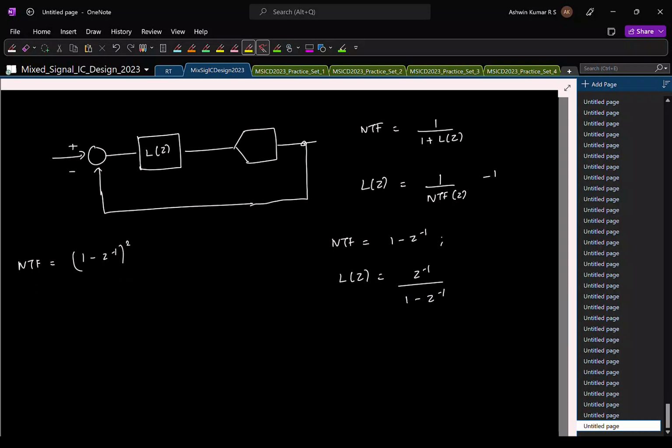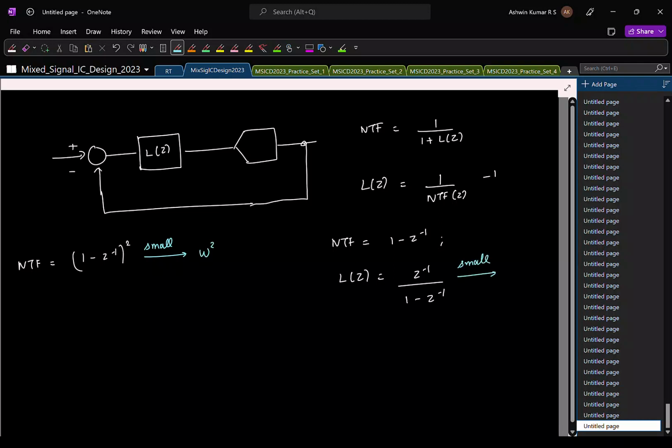Let's not find the exact thing. Loosely speaking, for a first order NTF, the loop filter consists of one integrator. For a second order NTF, you've got two integrators, and that should also make sense logically, because for small values of omega, how does the NTF go as? Omega square. And if I look at this, for small omega, 1 minus Z inverse for small frequencies, how does it go as? Omega. So this goes as omega.